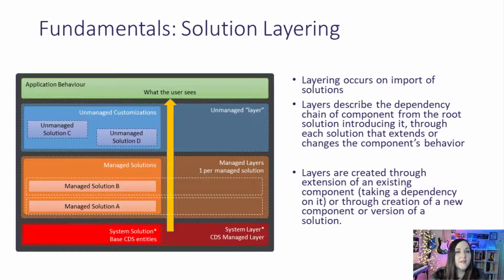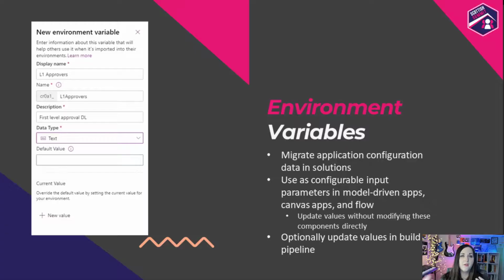These are created through the extension of an existing component or through the creation of a new component or a version of a solution. The other thing that we can take advantage of with these solutions are something called environment variables. So consider this kind of like a config file for our Power Platform-based solutions. These allow us to migrate application configuration. We can use configurable input parameters in our model-driven and Canvas apps and our flows, which will allow us to update these without modifying the components directly.